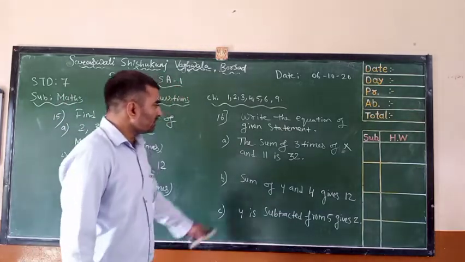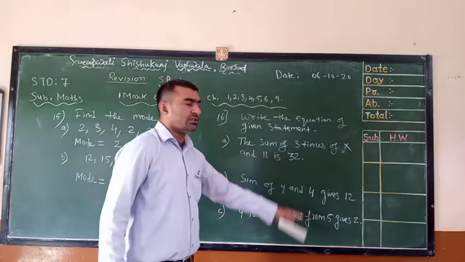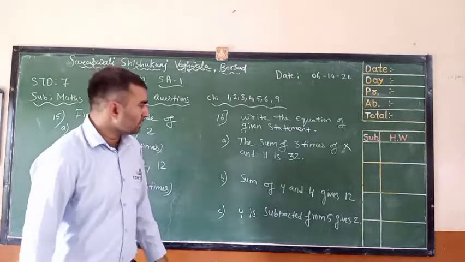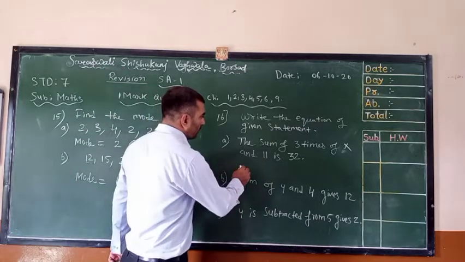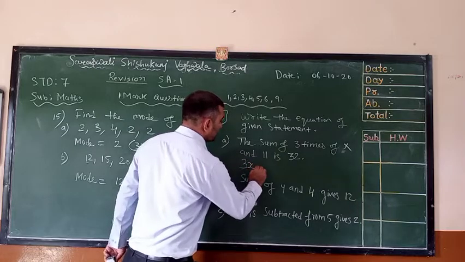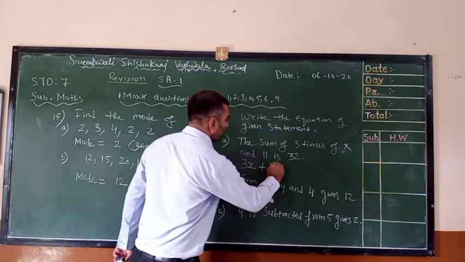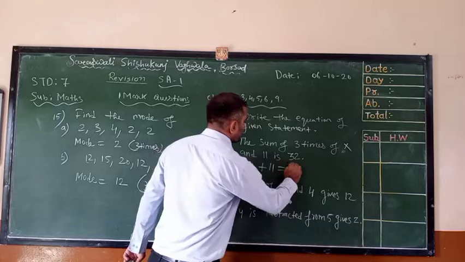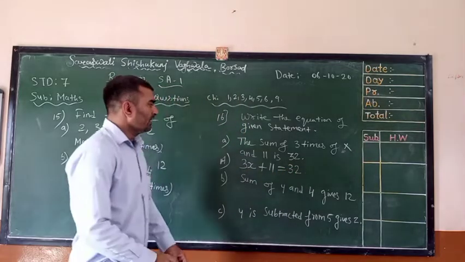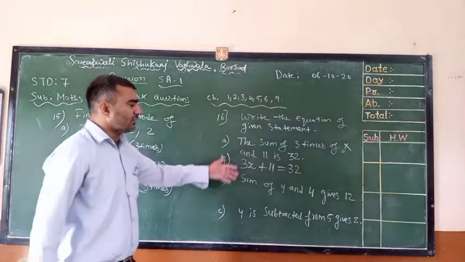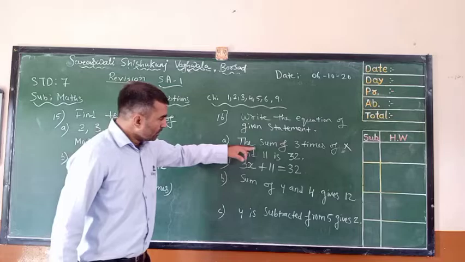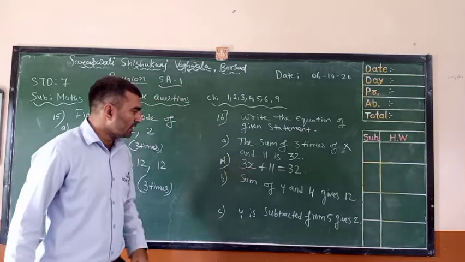The next question is: the sum of 3 times x and 11 is 32. Sum of 3 times x means 3x, plus 11, is 32. In this question we have to write the equation of the given statement. So this is the statement and we have written the equation.